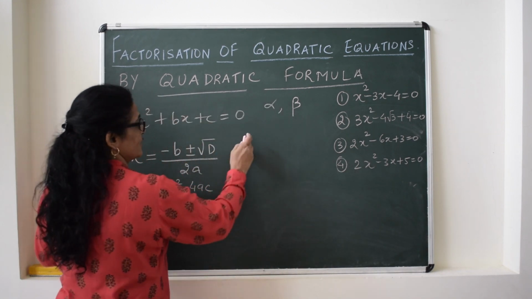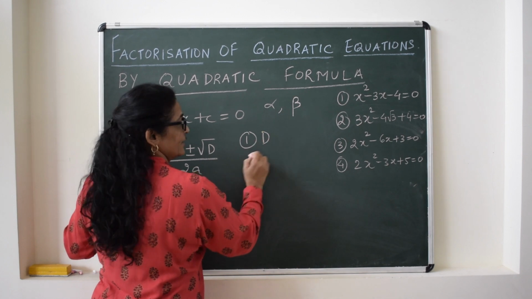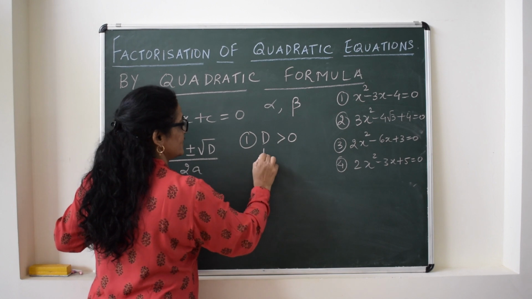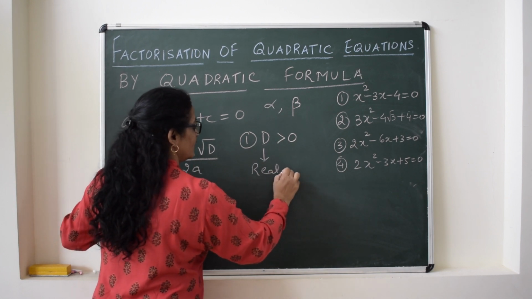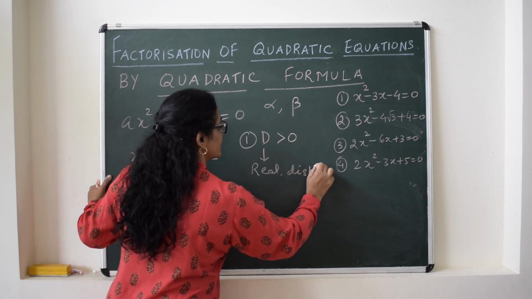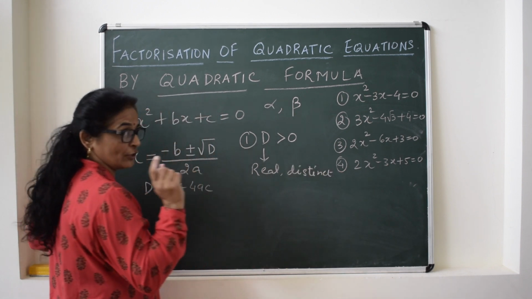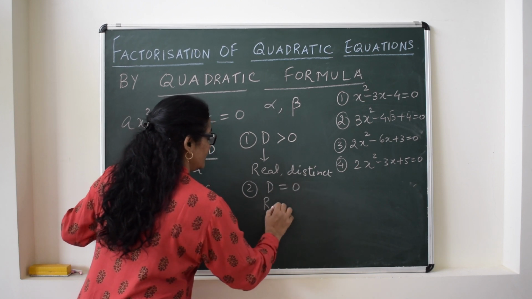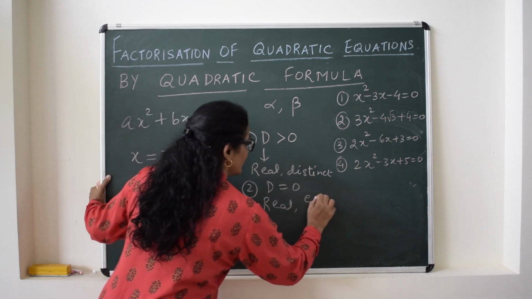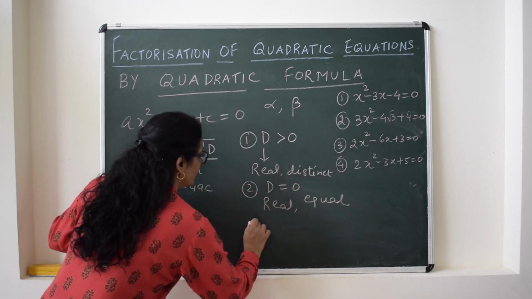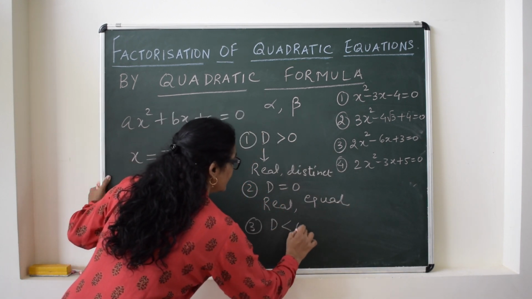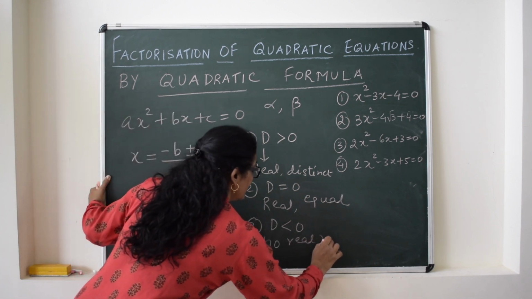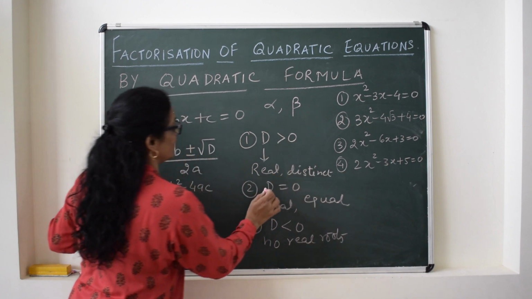So, the first case is when D is greater than 0. In this case, the roots will be real as well as distinct. Distinct means different roots. Secondly, if D is equal to 0, then the roots will be real as well as equal. The third case, when D is less than 0, then there will be no real roots. So these three conditions we have to keep in our mind.